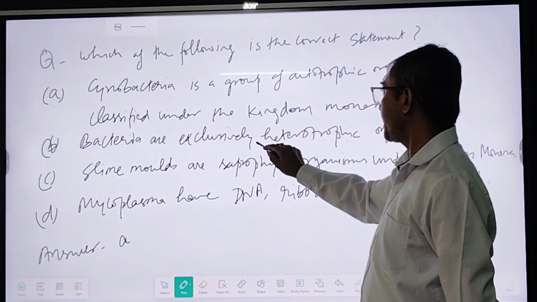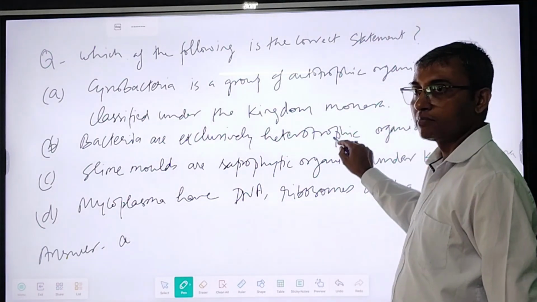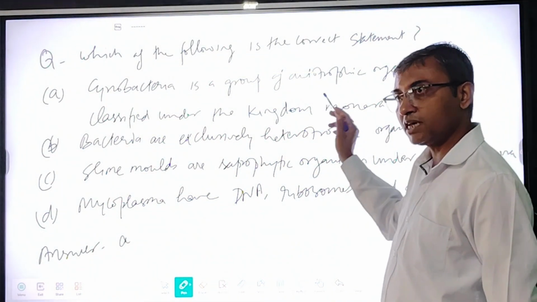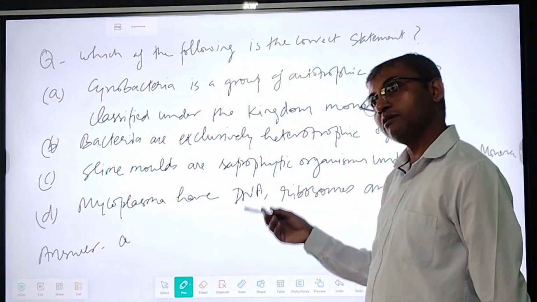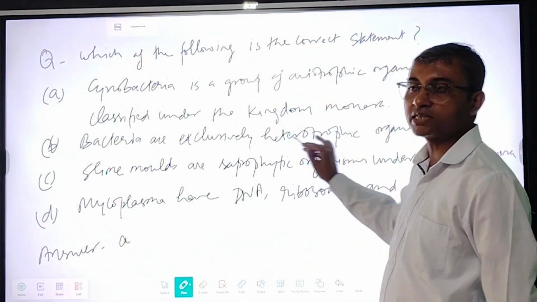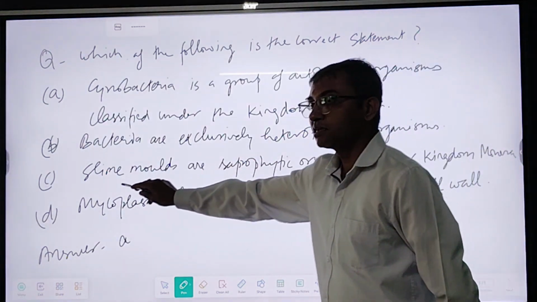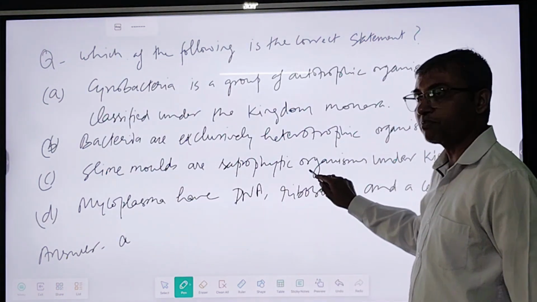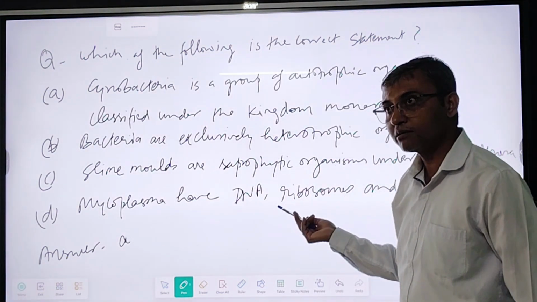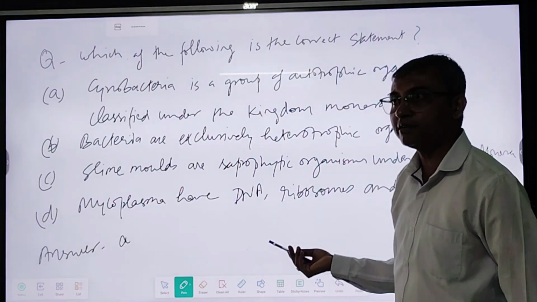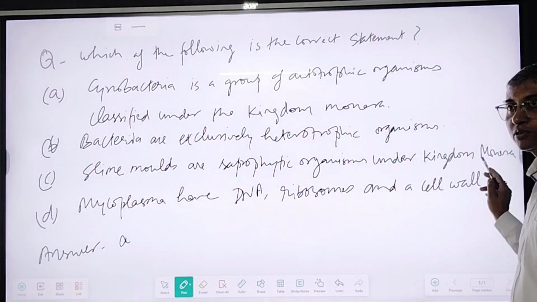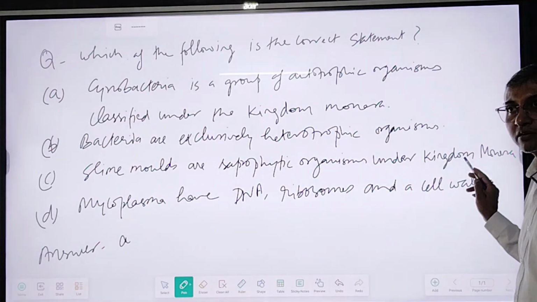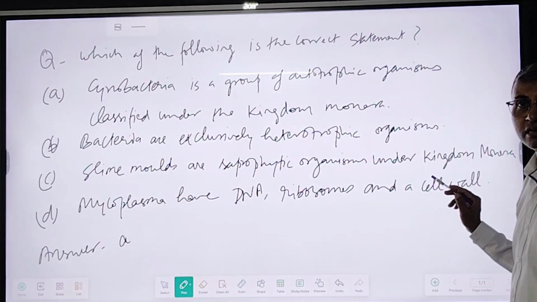Bacteria are exclusively heterotrophic. Why is it incorrect? Because they are autotrophic also, and they have heterotrophic nature also, so we cannot say only one thing. Then see, slime molds are saprophytic. But what is the incorrect thing in it? They do not belong to Monera, but they belong to Protista.